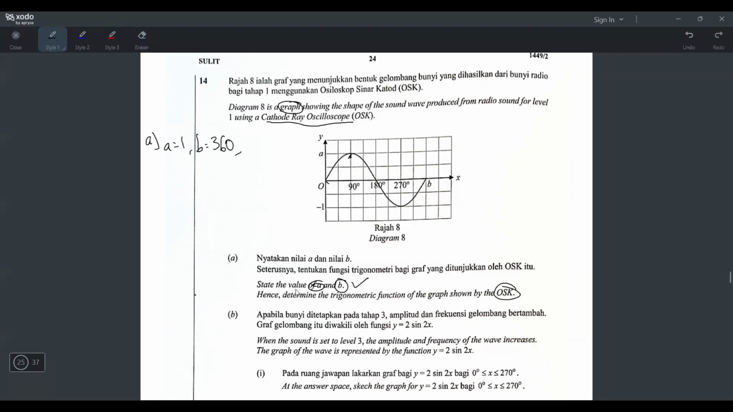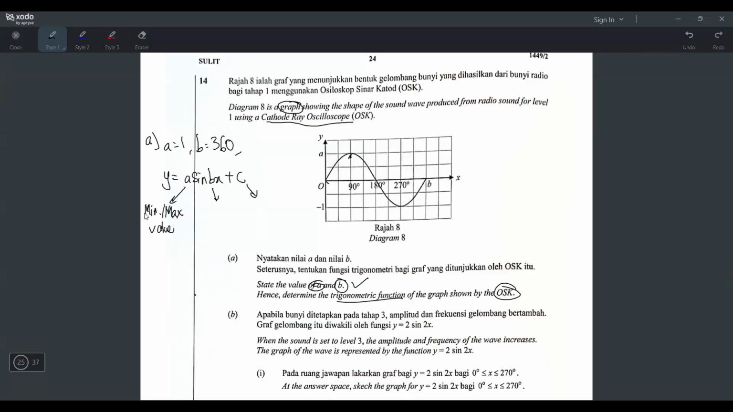The second part says determine the trigonometric function of the graph shown by the oscilloscope. So they want to determine the trigonometric function. When we write the function, you already know it's a sine graph, right? So the equation will look like this: A sine bx plus c. Let me explain what A, B, C represent. A will affect the minimum value and the maximum value. Or some teachers will tell you amplitude, right?